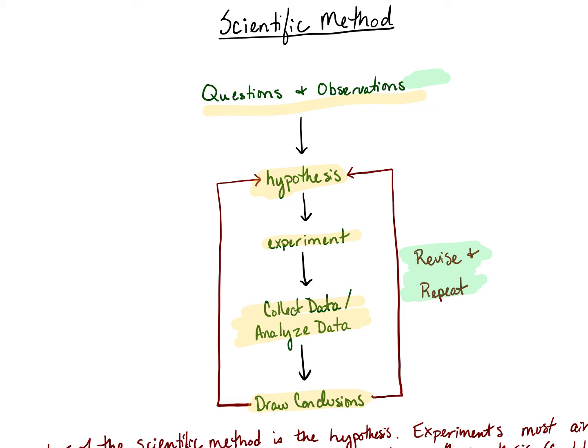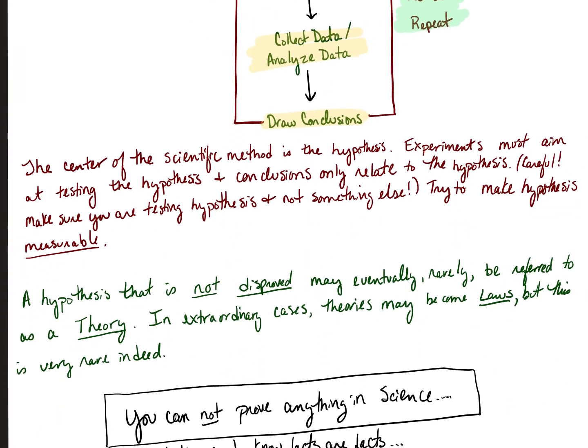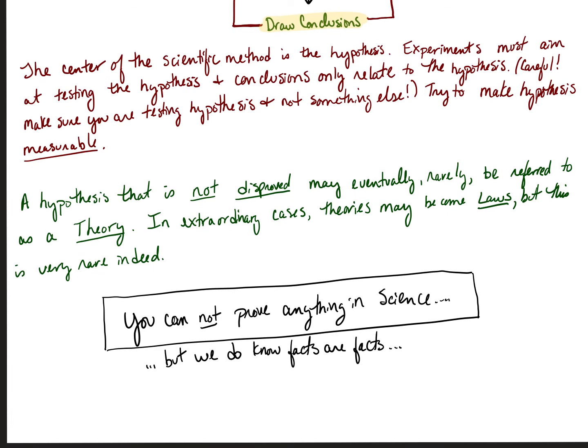It is okay to change your hypotheses or look at different types of hypotheses, but make sure that your experiment does relate to that initial hypothesis that you're trying to look at. Okay. So the center of the scientific method is the hypothesis. And so make sure your experiment points towards that. A hypothesis that is not disproved may eventually and rarely be defined as a theory.